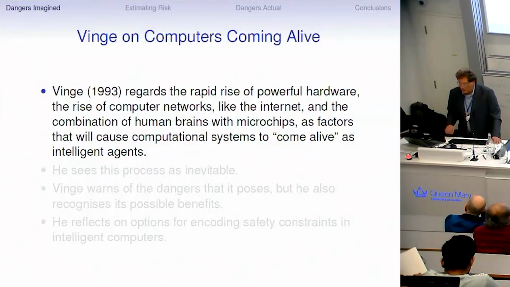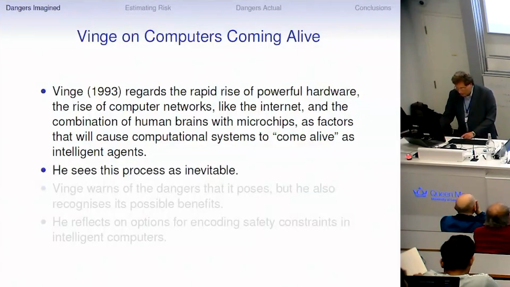Vinge in '93 regards the rapid rise of powerful hardware and the emergence of the internet, which was at that point in its infancy, together with combinations of brains and microchips, which he envisaged as the three factors that will cause computational systems to, in his words, come alive. They'll somehow come alive as intelligent agents. So this is in his '93 article. And he sees this process as essentially inevitable.